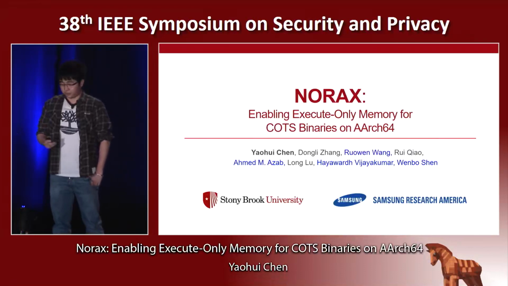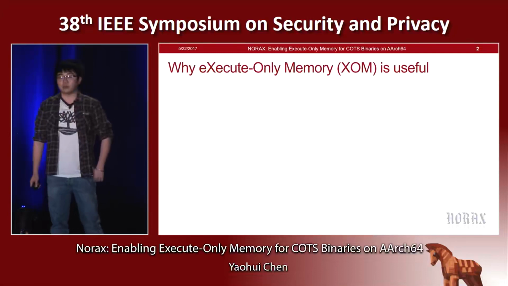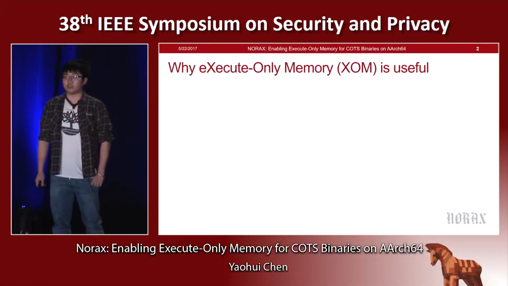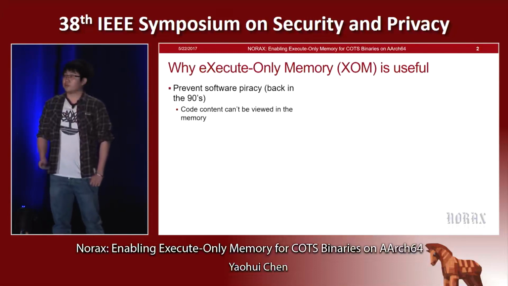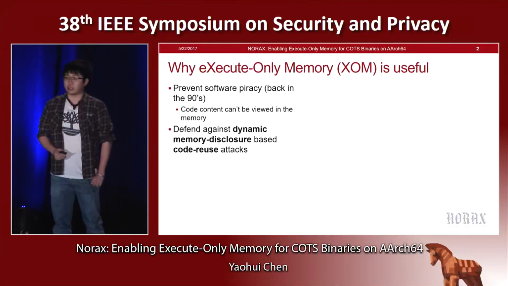So first of all, what is execute-only memory, or XOM, and why is it useful? This primitive was first introduced by researchers from Stanford and UC Berkeley back in the 90s. They said that code contents cannot be viewed in the memory, and around that time they used XOM to prevent software piracy.